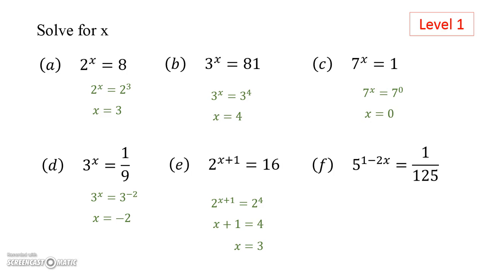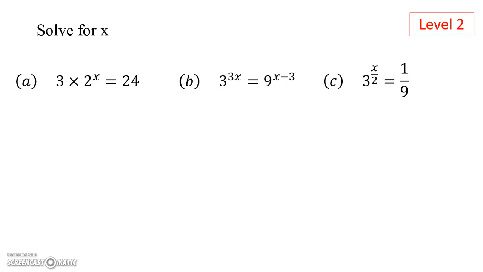Question F, make the base the same. So the base has to be 5. And that's negative 3, just like this one was negative 2 over here, same reasons. Okay, so 1 minus 2x has to be the same as negative 3, and then taking 1 from both sides, dividing by negative 2, you get x equals 2. Okay, that's level 1. Let's go a little bit harder now.